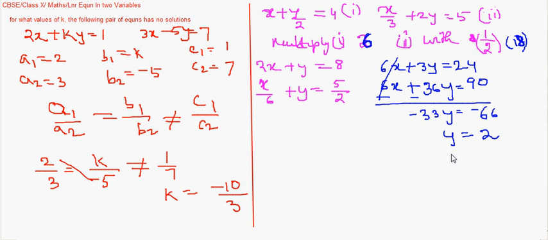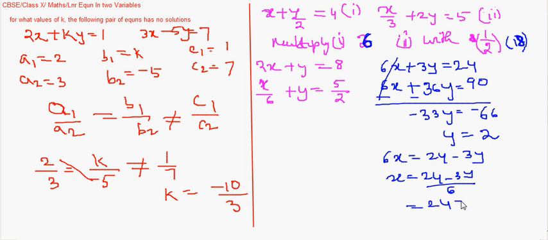If I'm getting y as 2, x will be, 6x equals 24 minus 3y. So x equals 24 minus 3y by 6. So it is 24 minus 3 into 2 is 6, by 6. So 24 minus 6 gives us 18 by 6 is 3. So we got a solution y equals 2 and x equals 3.